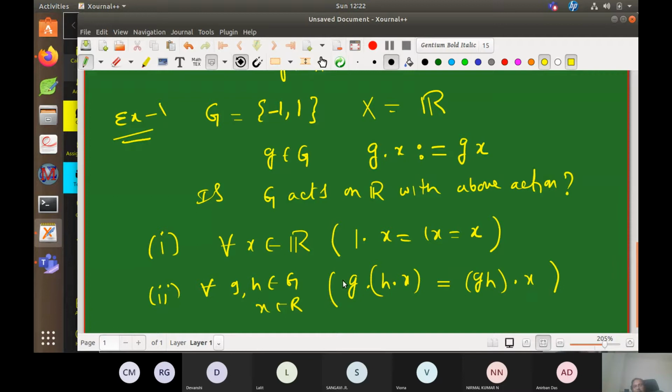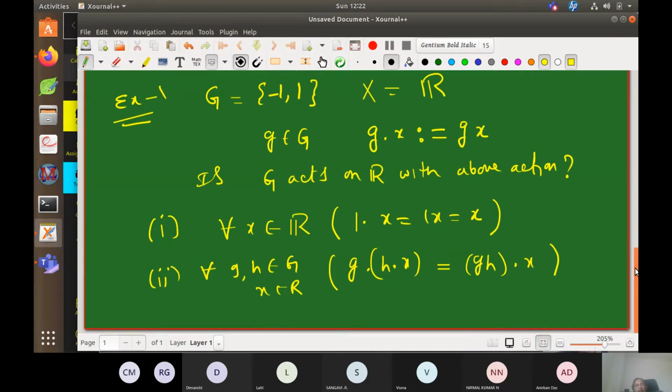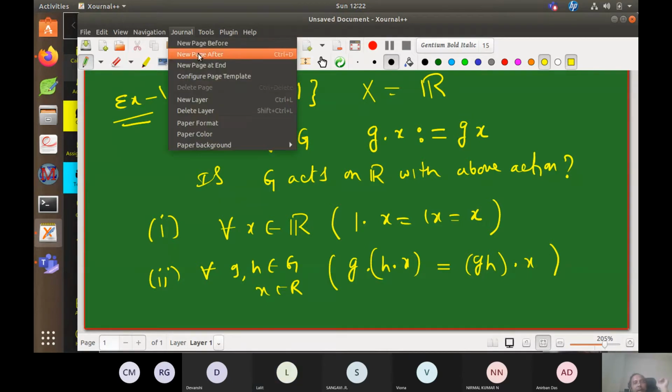g equal to 1, h equal to 1, then this is true. g equal to 1 and h equal to -1, this is true, like that. I hope you can verify it. You already verified, right? Because it's a group, the elements of R, it is associative. Associative property, correct. That way also one can see. So clearly it is a group action.